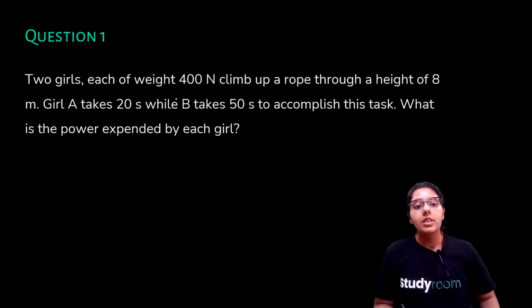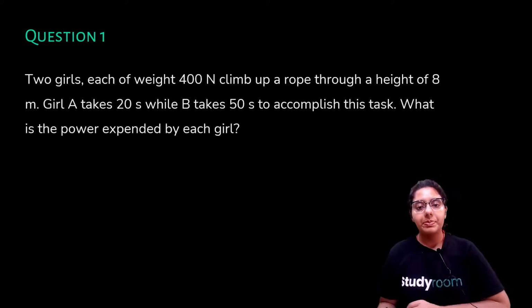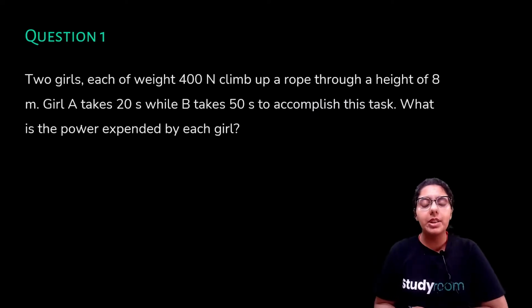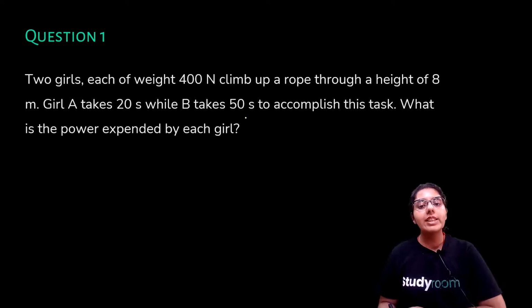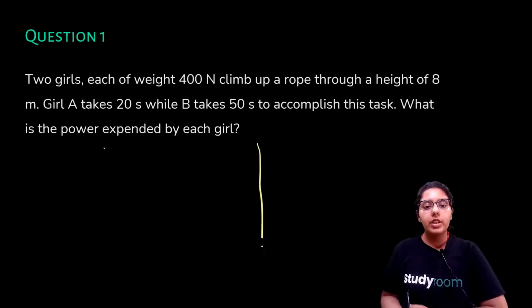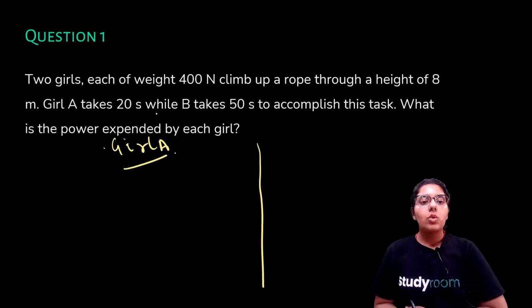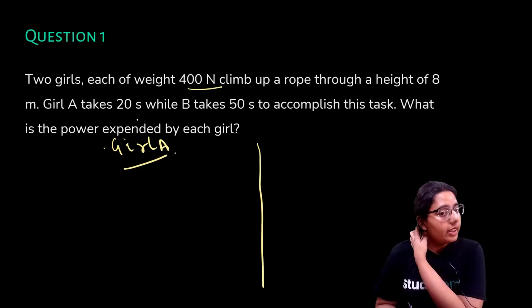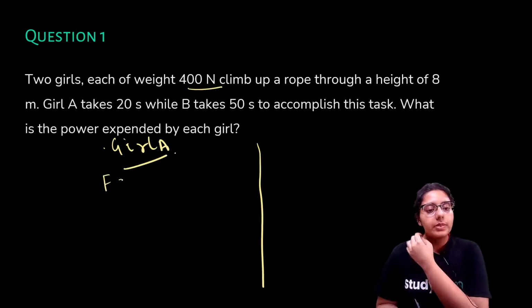Let's do one more question. Two girls, each of weight 400 Newton, climb up a rope through a height of 8 meters. Girl A takes 20 seconds while girl B takes 50 seconds to accomplish this task. What is the power expended by each girl? For girl A and girl B, we'll do one partition and calculate for both. Firstly, let's calculate for girl A. What is the weight of girl A? It is 400 Newtons.